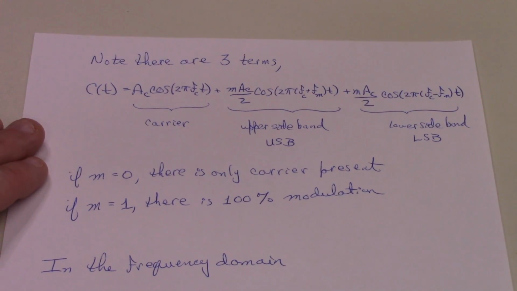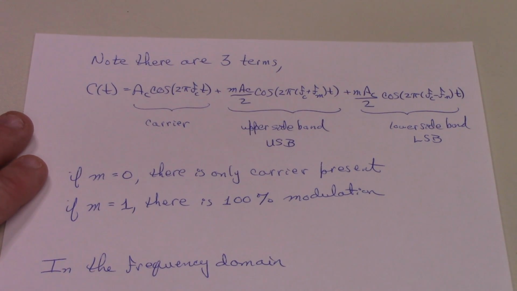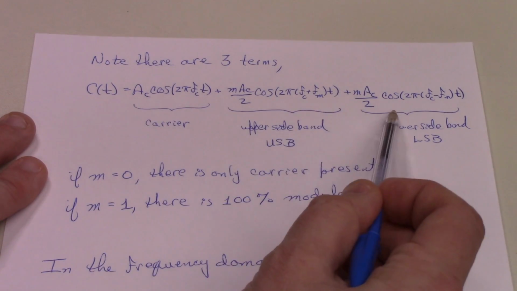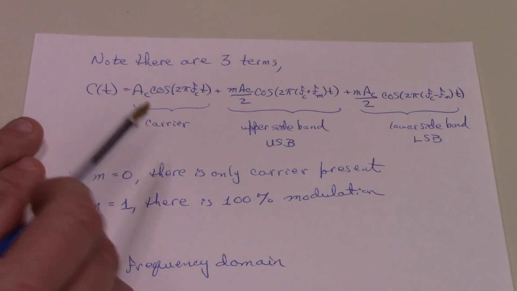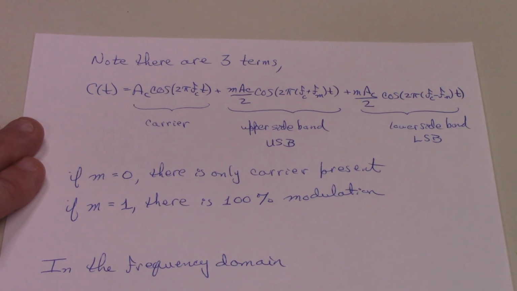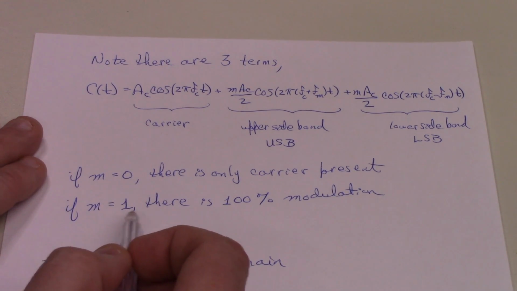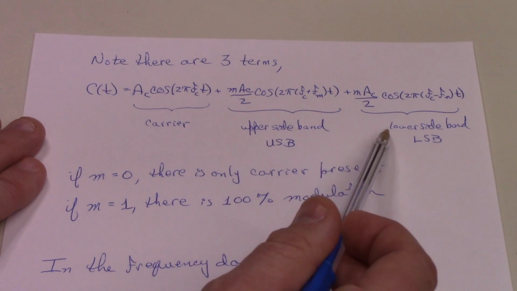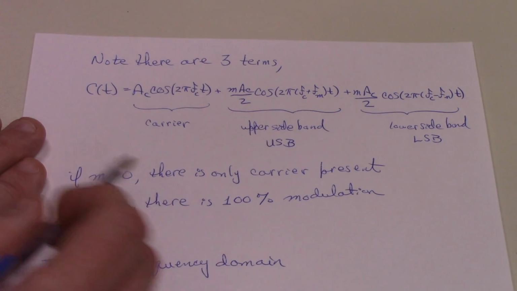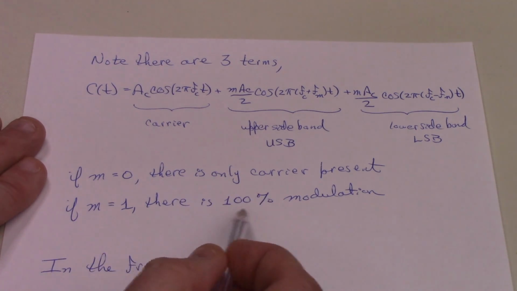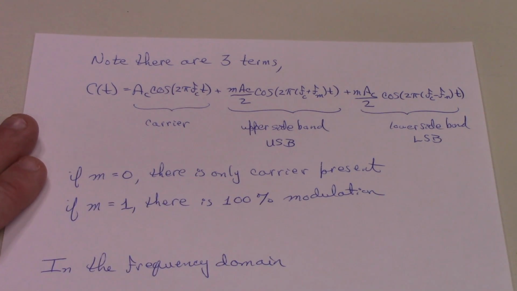So when m is 0, when you're not modulating, both of these terms go away because m is 0, and you're left with only a carrier wave. When m is equal to 1, you can have 100% amplitude modulation. And when m is between that, you have an intermediate percent modulation.